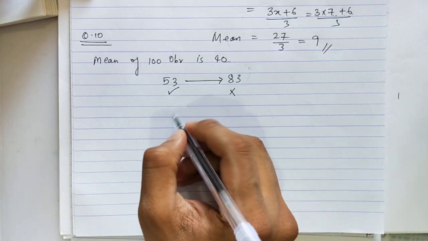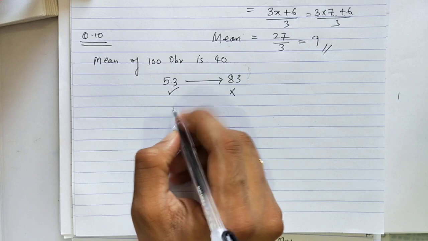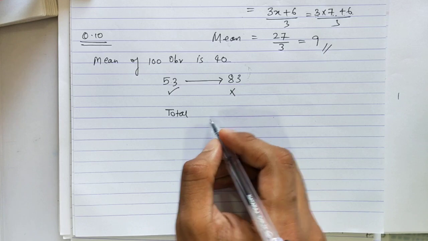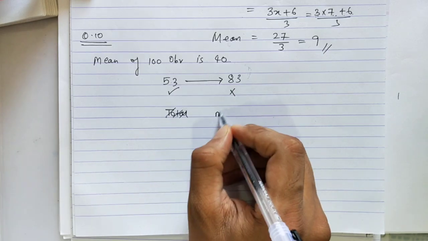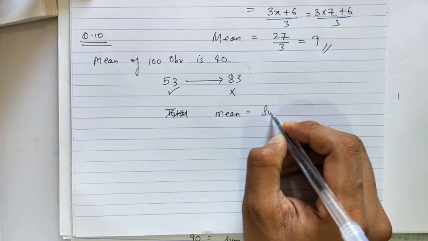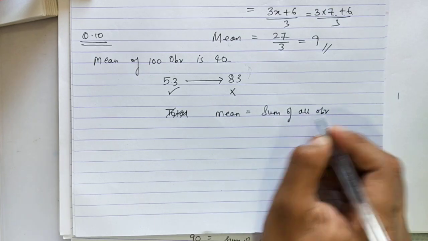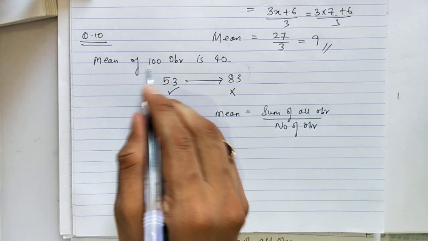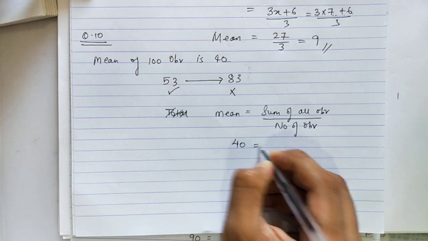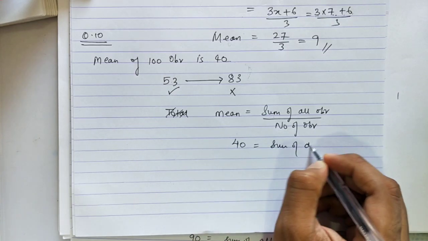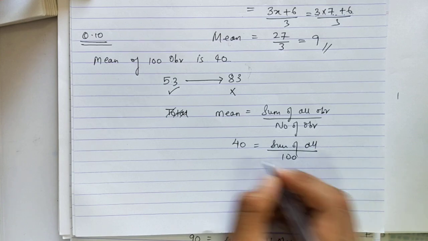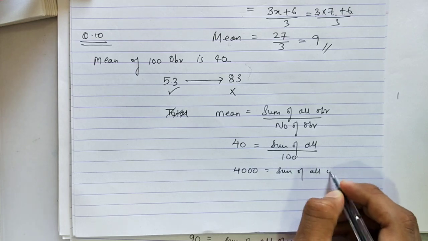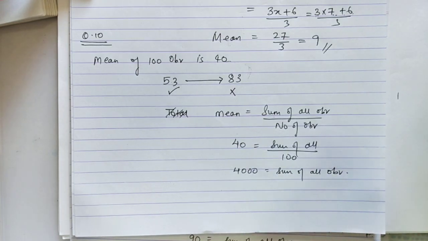So see, first find the total. Total is nothing but sum of all observations. I'll write here like this: mean is equal to sum of all observations upon number of observations. So mean was 40, and number of observations is 100. So 100 into 40, sum of all observations is 4000.